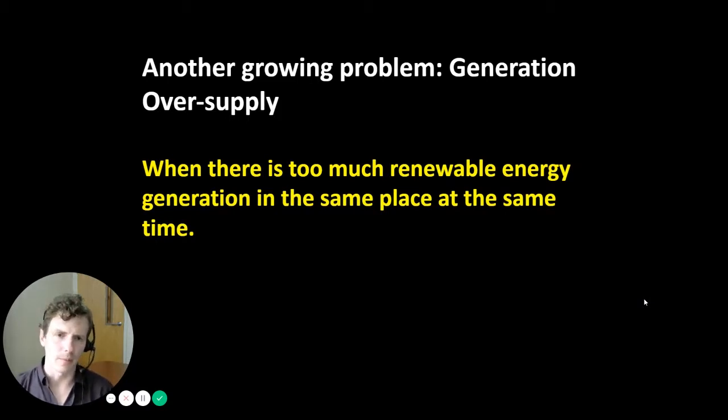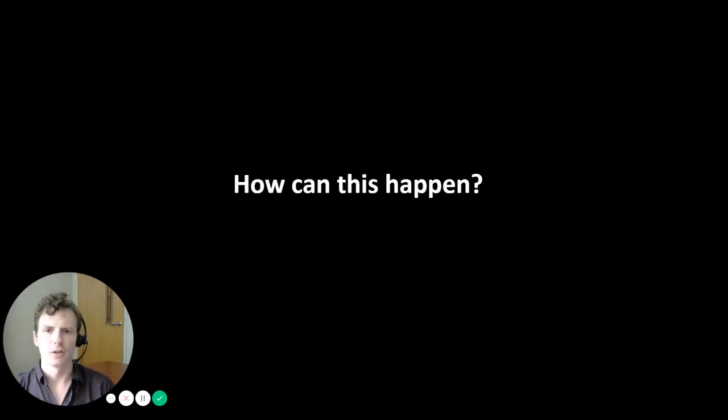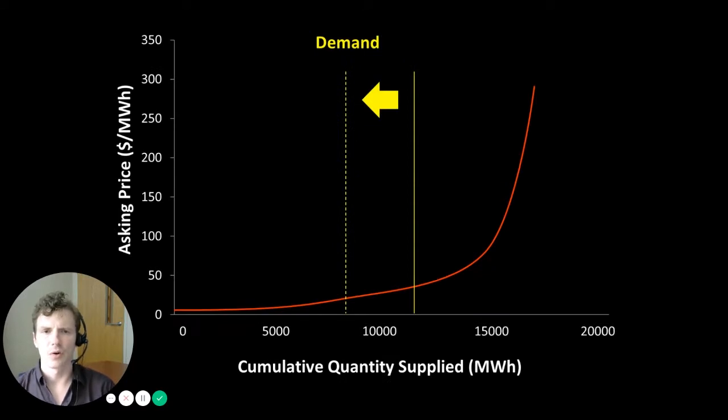So another growing problem that we see, particularly in systems that are all in on renewable energy and developing very quickly, is a situation called generation oversupply. This is when there's too much renewable energy generation in the same place at the same time. So how can this happen exactly? One big part of this is that you might have periods of the year or periods of the day when demand happens to be particularly low. That could be during a period of the day where it's not too hot or not too cold, or it could be a particular time of the day or the year where economic activity is low, where people are just using less electricity.